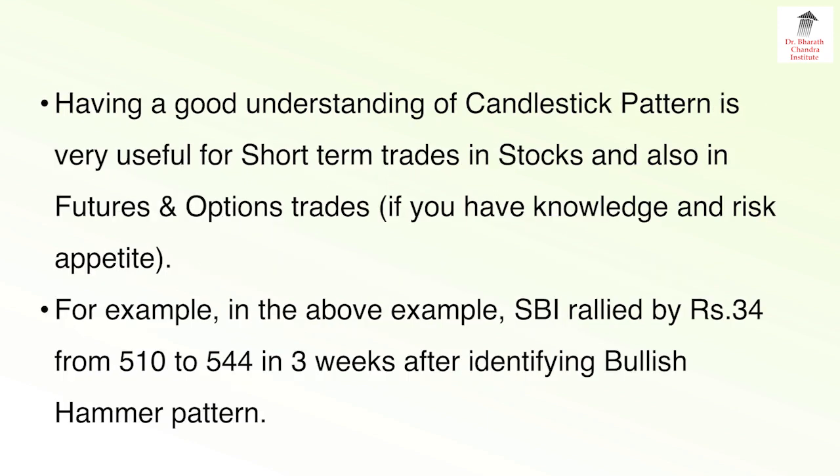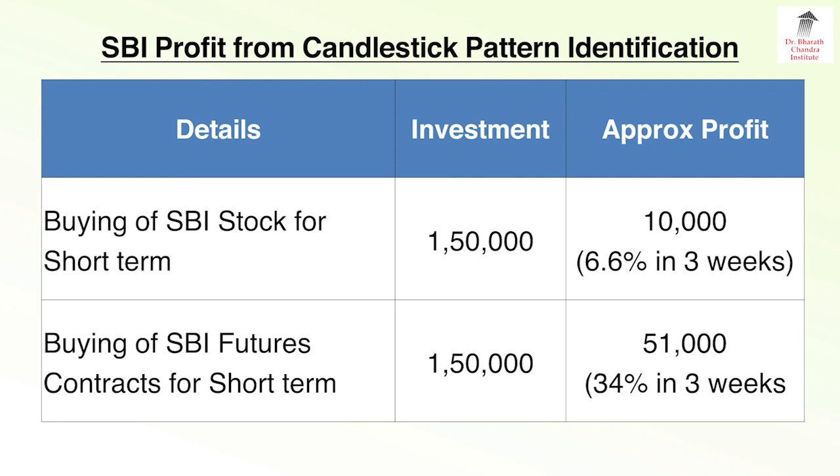Having a good understanding of candlestick patterns is very useful for short-term trades in stocks and also in futures and options trade if you have knowledge and risk appetite. For example, in the above example, SBI rallied 34 rupees from 510 to 544 in 3 weeks after identifying the bullish hammer pattern. Buying SBI stock for short-term investment of 1,50,000 gives an approximate profit of 10,000, 6.6% in 3 weeks.